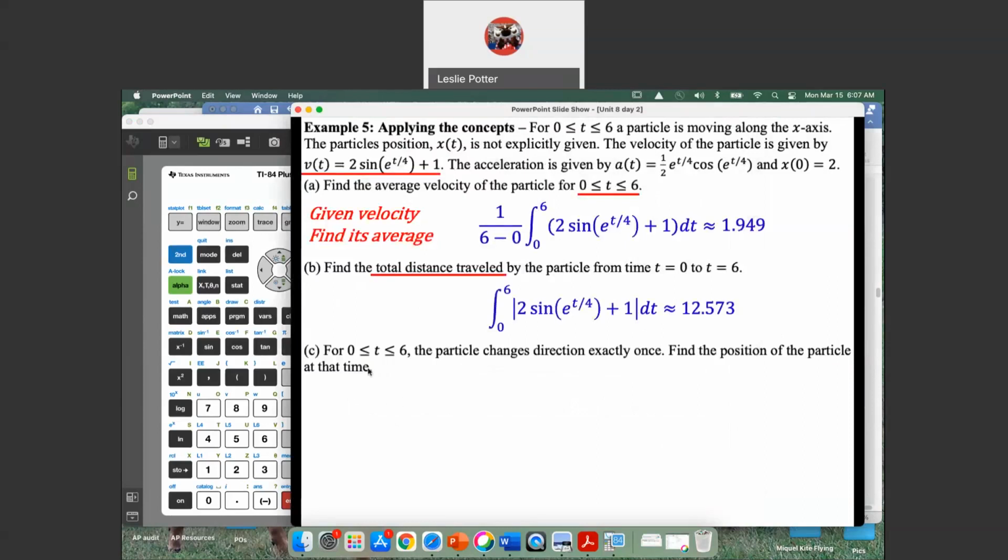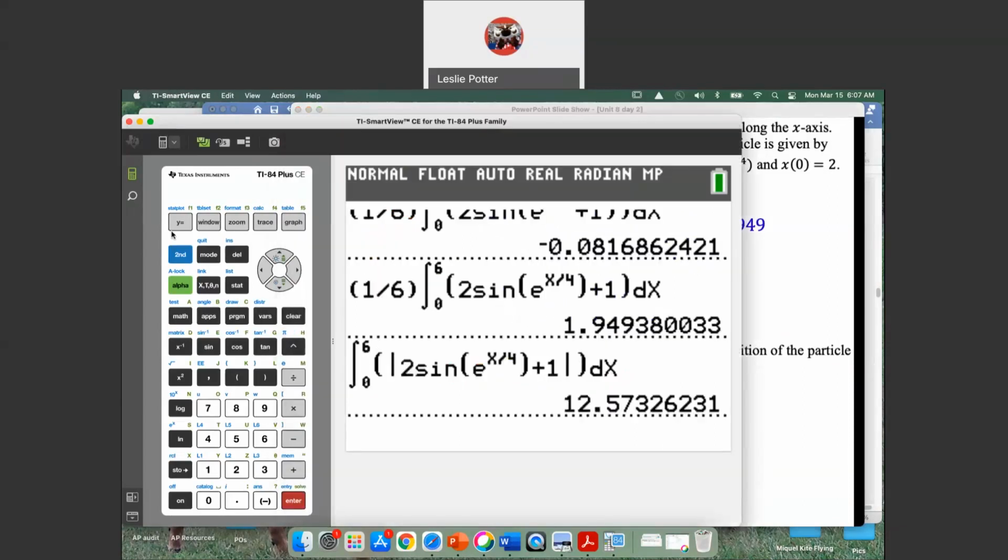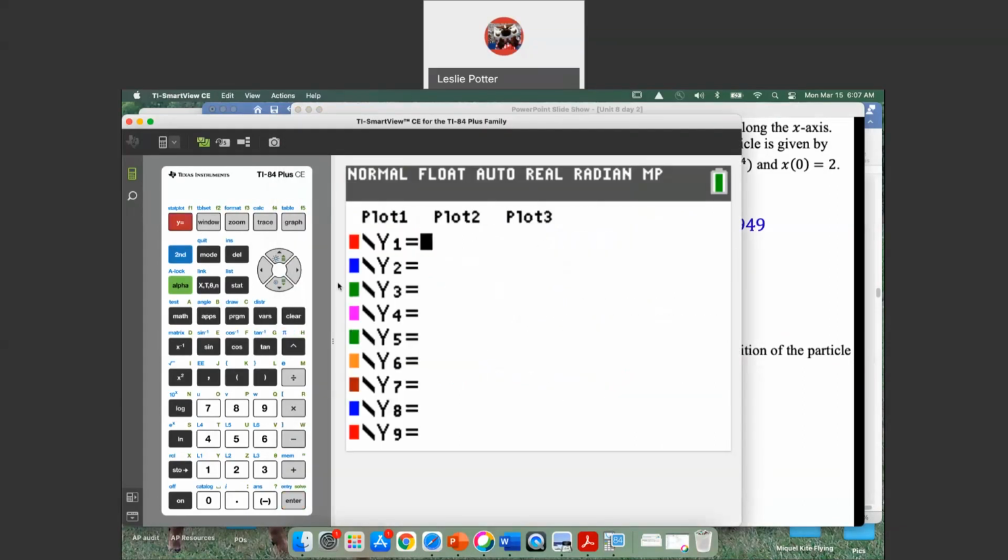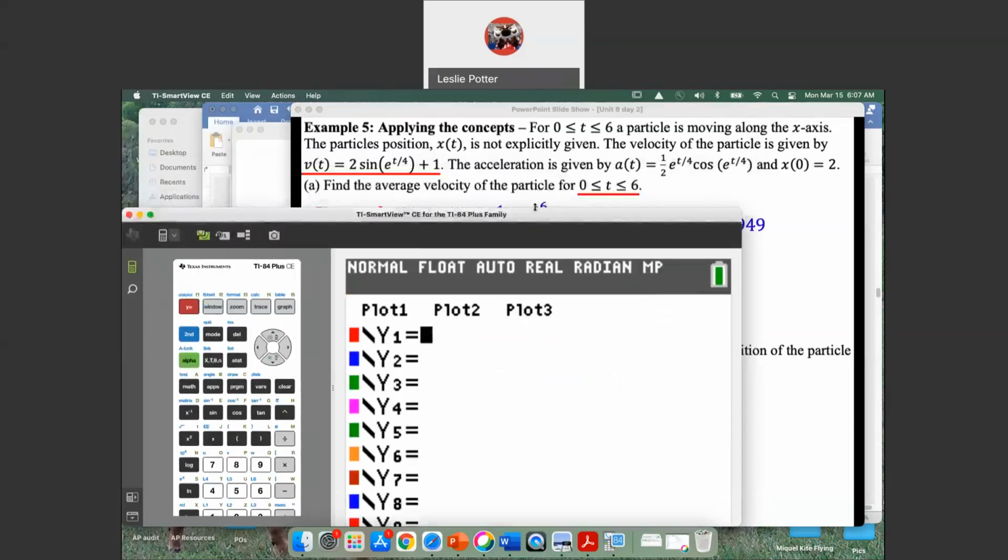And then let's look at part C. It says for 0 to 6, the particle changes direction exactly once. Find the position of the particle at that time. So we know that changes direction means a velocity of 0 and a sign change, right? We got to go from going away to coming towards. It's going to go from positive to negative or negative to positive. So let's go ahead and graph this. So we're going to graph, I got to look at that function again.